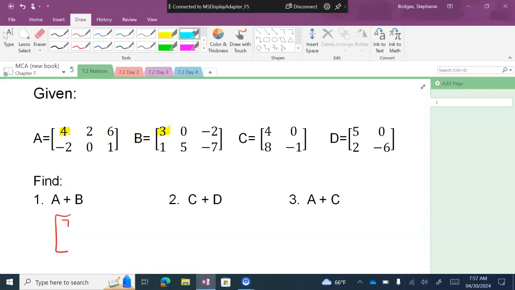Then we move on to the next number. What's in the same place as 2 in the other matrix? 0. What's 2 plus 0? 2. So that goes in the same position in my answer. Then I move on to the next number. What's in the same place as 6? -2. Add 6 and -2. That goes in the same spot. And then we do exactly the same thing for the second row. Go ahead and finish it.